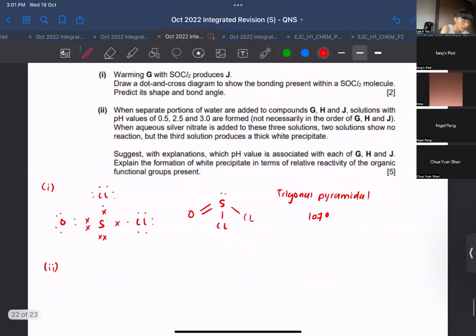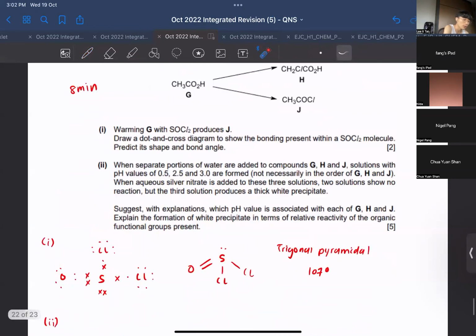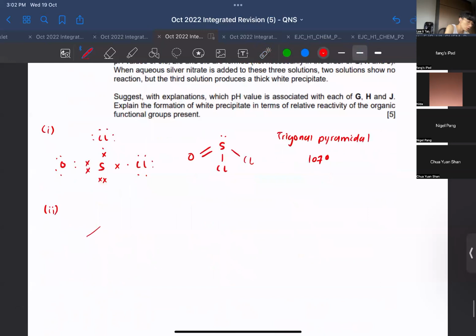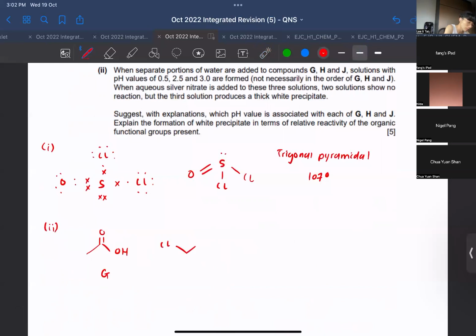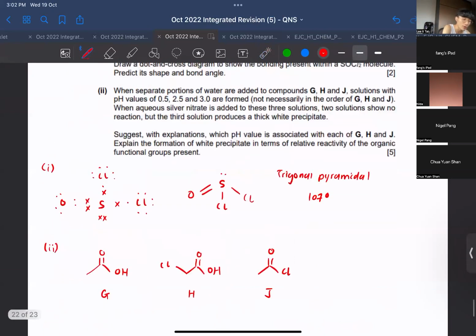Another one would be the silver nitrate portion. If you look at this question here, there are 2 parts. First, you must justify the different pH values. Let's do that first. Over here we have 3 different species: G, H, and J. H is the one with the additional chlorine. J is an acyl chloride. Perhaps I want to talk about the acyl chloride first, since this one is the odd one out.